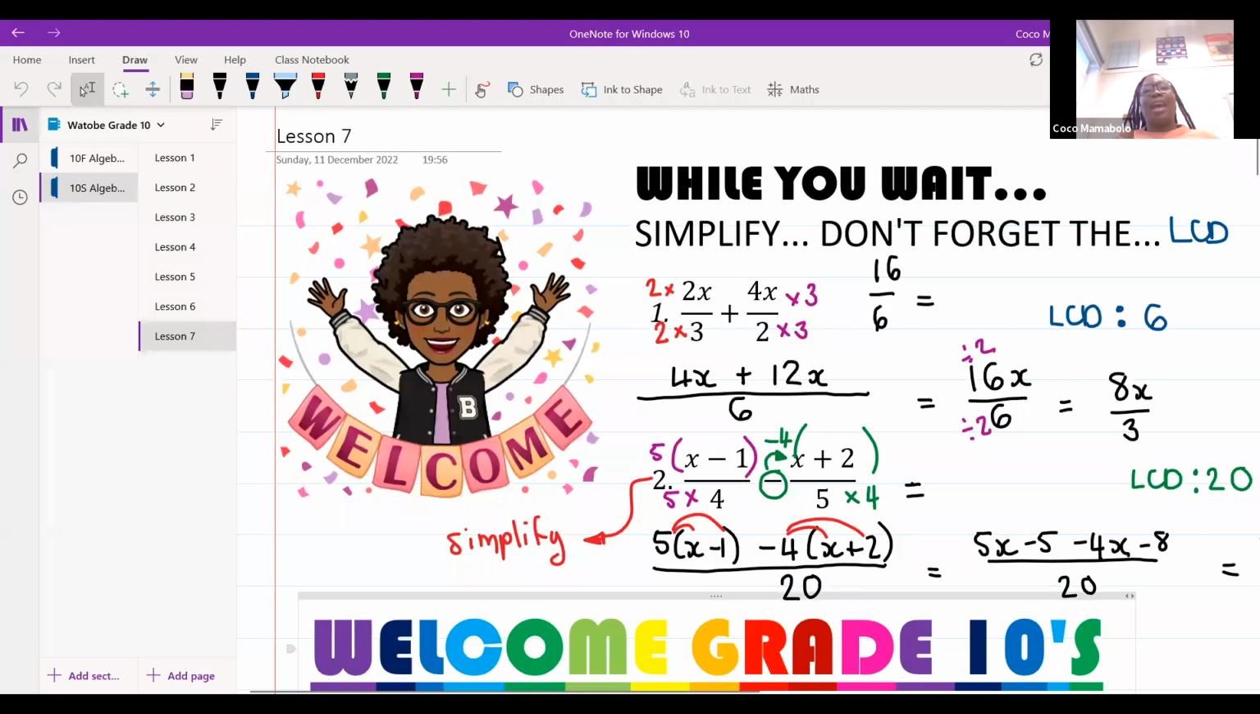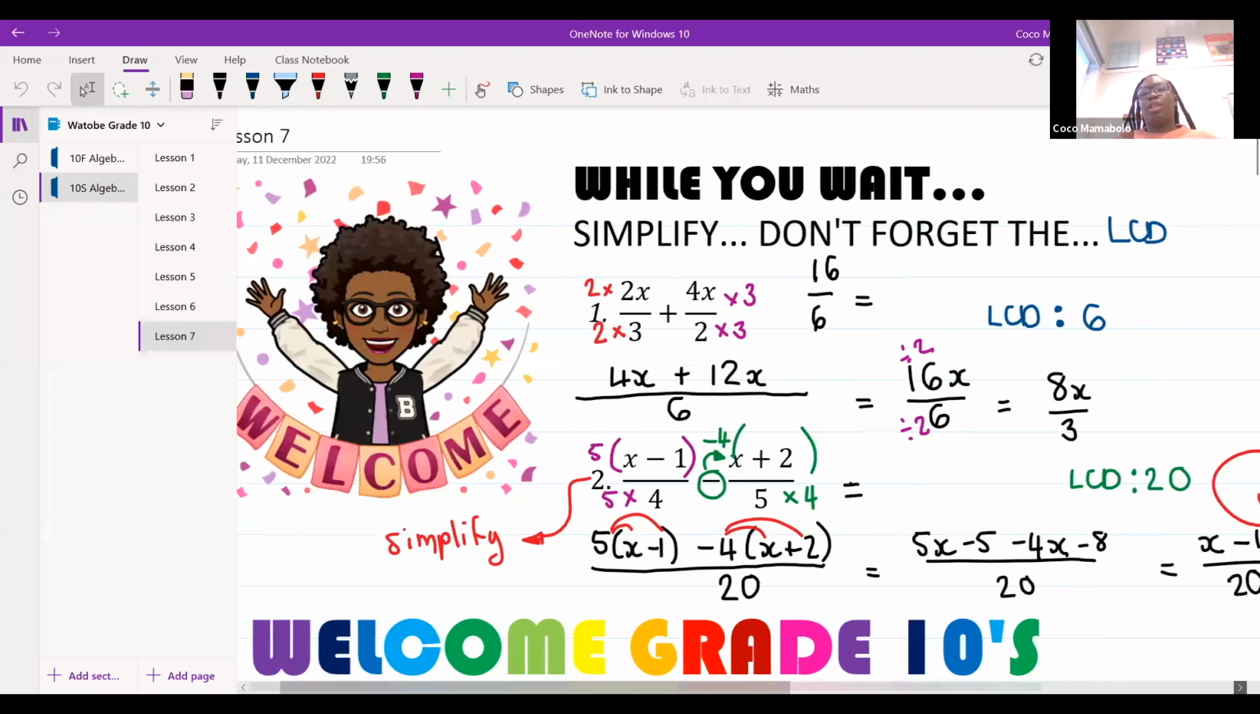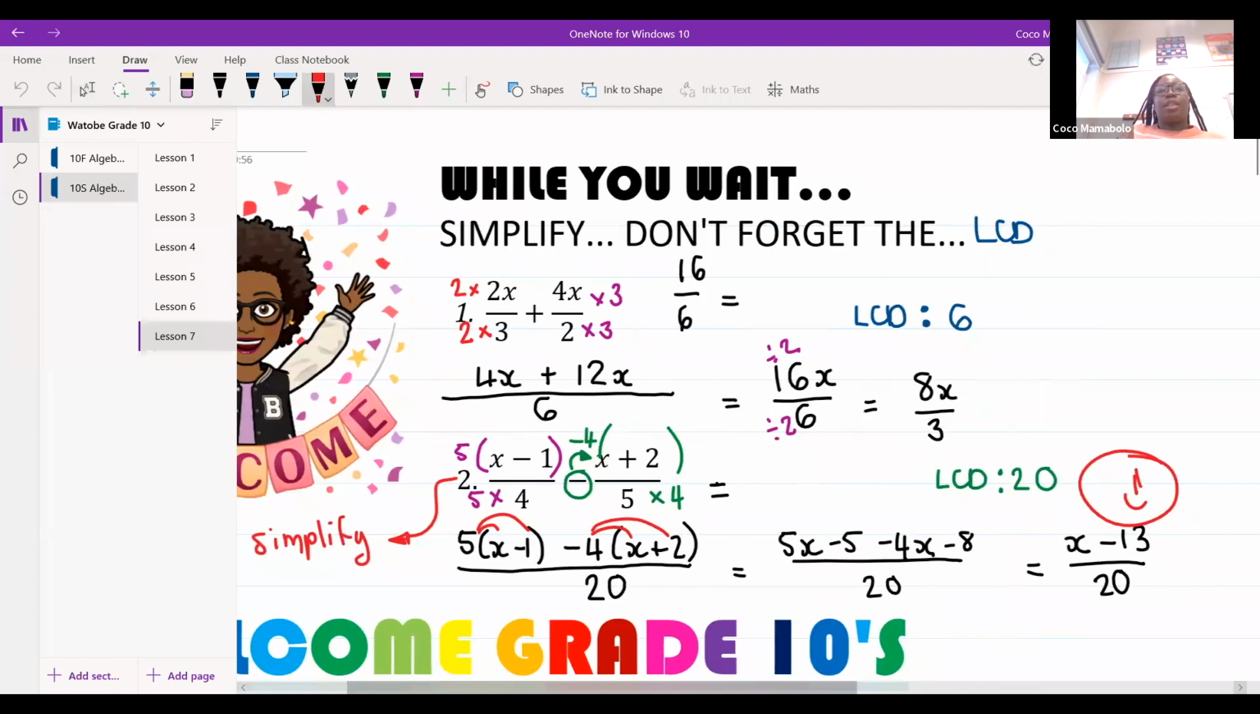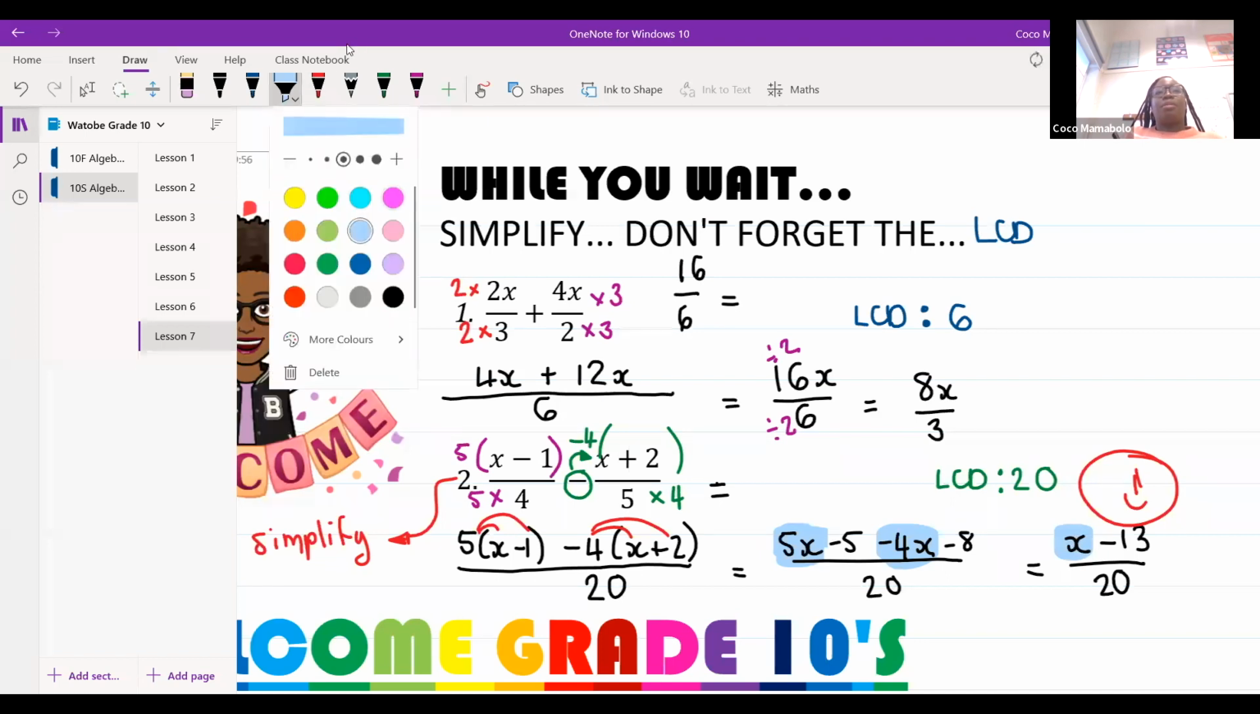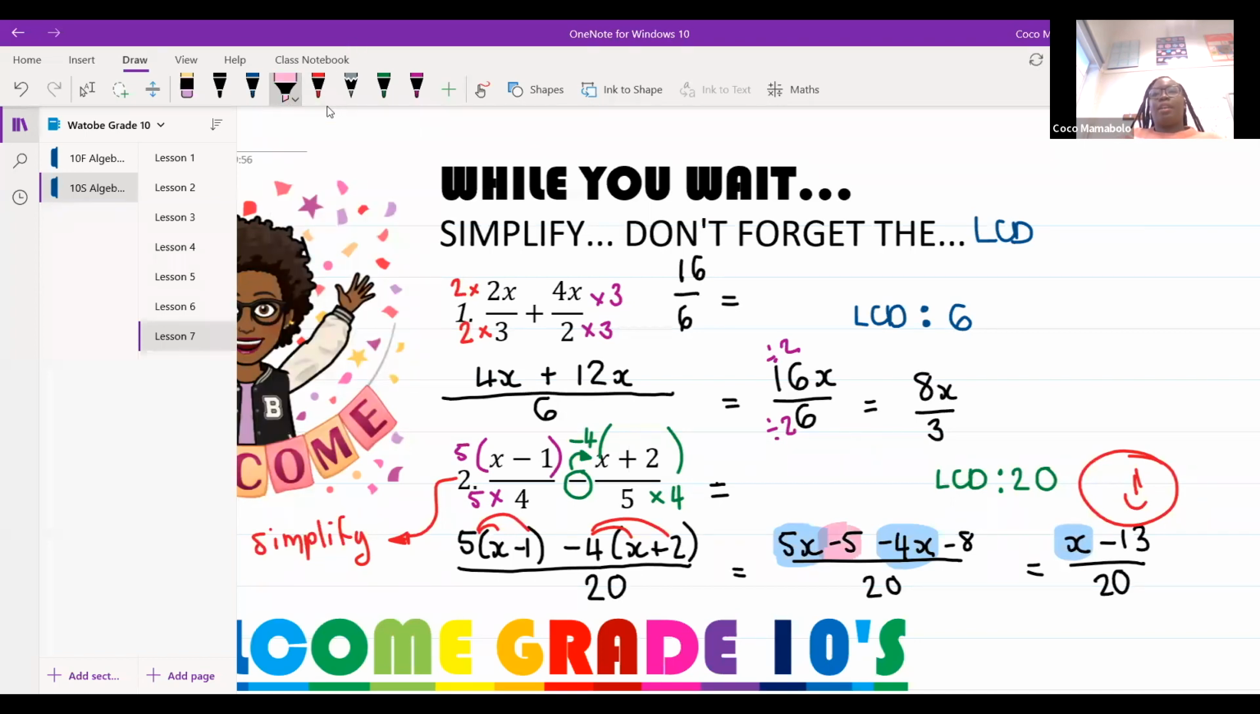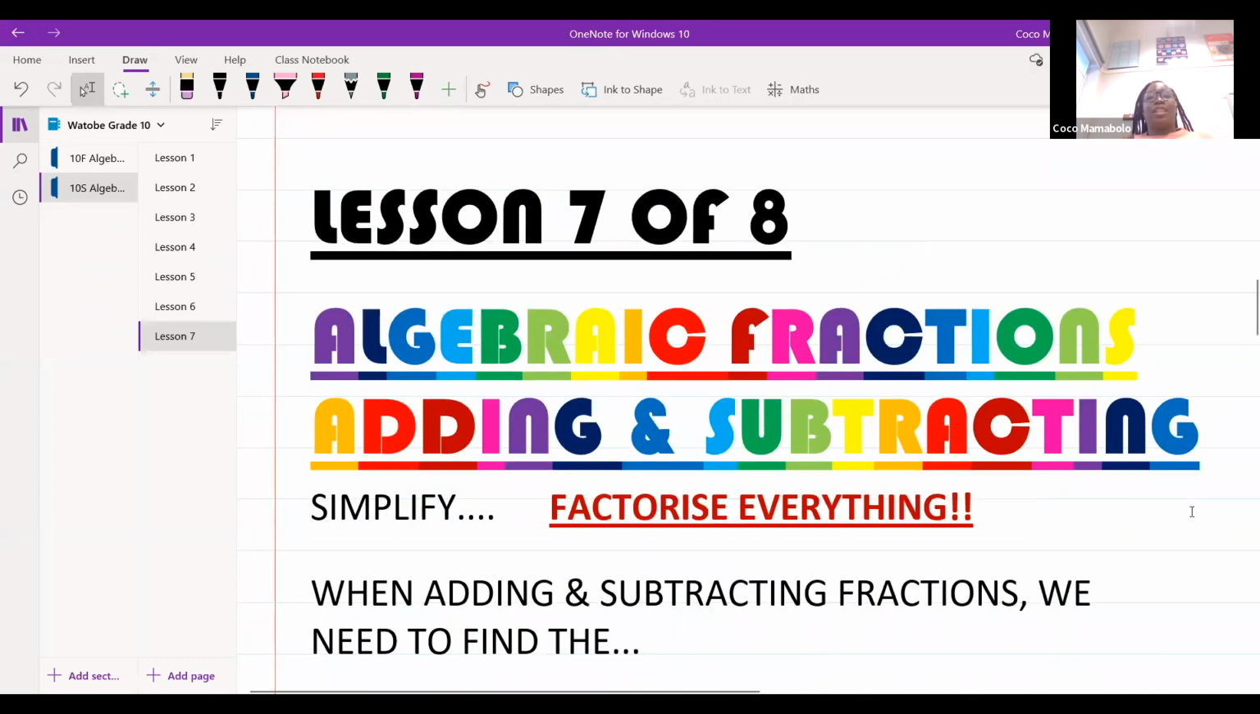Nsako says, ma'am, don't we add like terms? We did, Nsako, we did. I went 5x minus 4x, and that gave us x. And then I did the numbers. I've got negative 5 minus 8, and that gave me negative 13. I hope that makes sense, Nsako. I added all the like terms together.